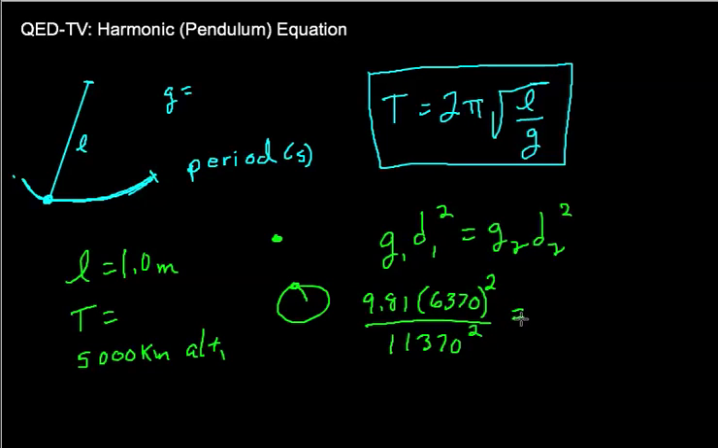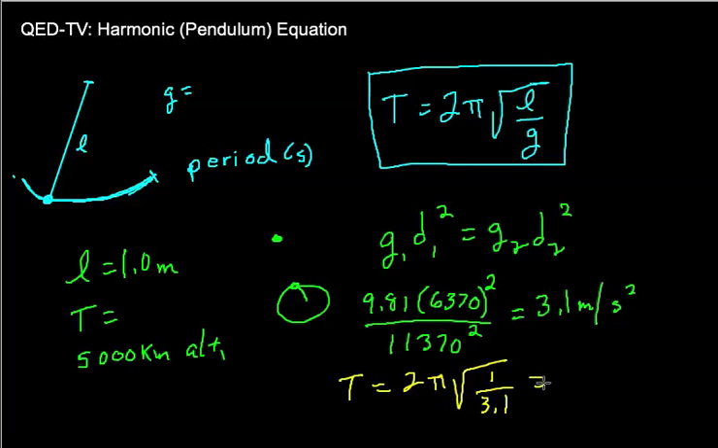And if I figure that out, I'm going to get a gravity of basically about 3.1 meters per second squared. So now all I have to do is just plug it into the period equation. So T is going to equal 2 pi times the square root of L, which was 1 meter, over 3.1. And if you plug all that in, that gives you a period of about 3.6 seconds or so. So that's how we can use that equation to figure out the period of a pendulum, maybe at some place where we have to figure out gravity before we can do it.